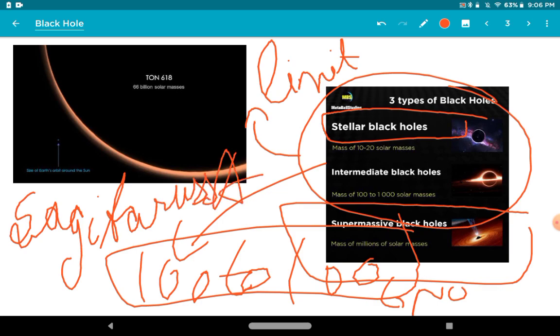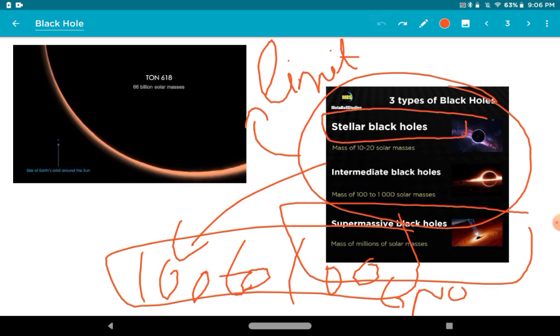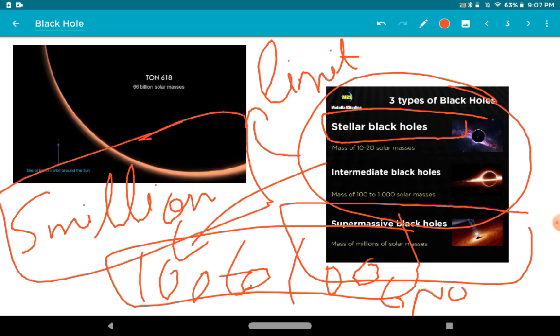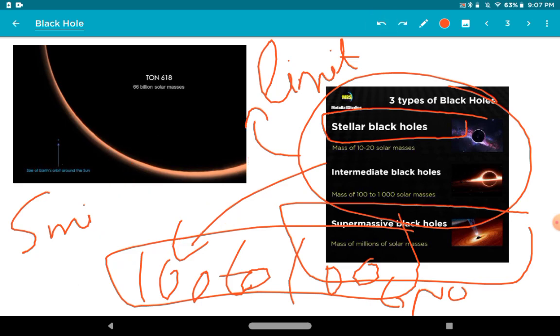And this Sagittarius A is almost 5 million solar masses. 5 million, that means 50 lakh suns of mass it has. And now let's move to the final category. Like let me tell you an example.